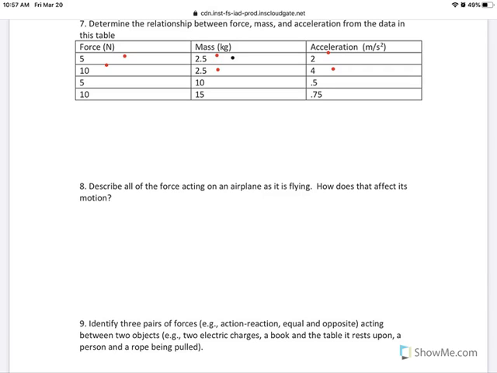Number 9, identify 3 pairs of forces acting between 2 objects. It already gives you some examples, and so just come up with some examples in everyday life where you have a force acting and reacting. Like you punch the wall, it punches your hand back. Things like that, where you have one force acting, it causes an equal and opposite force, because forces always come in pairs. Remember that, forces always come in pairs.